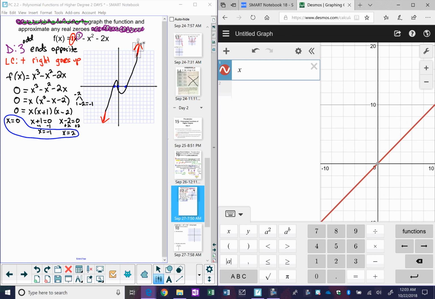Desmos is a great tool if you want to use it to check your work. It's not cheating as long as you do it first.